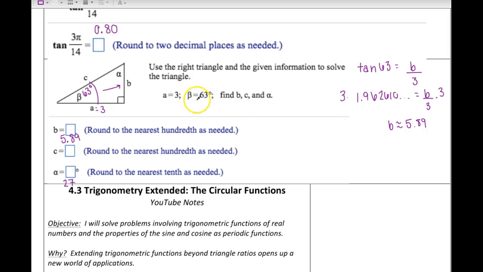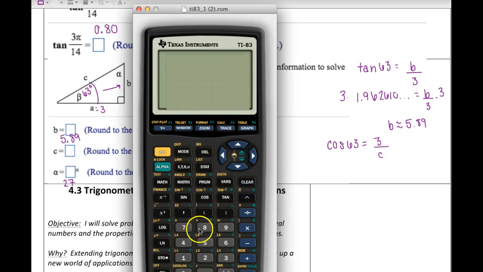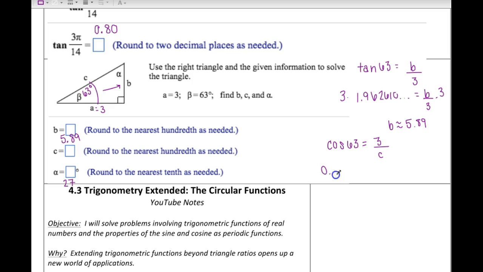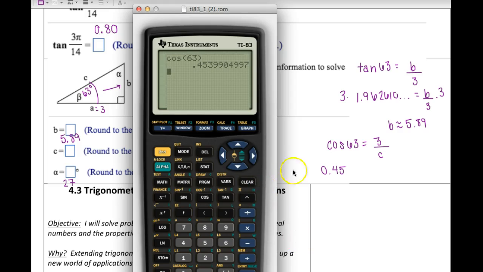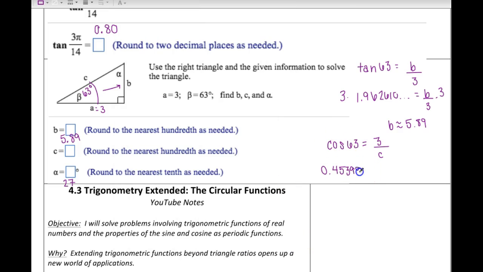Okay, now we're going to do something similar to find C. So I'm going to use cosine. Cosine of 63 is adjacent over hypotenuse. Pull out my calculator again. Cosine of 63. There we go. So I'm actually going to do two steps at once. I found cosine, and also if I multiply both sides by C, I'm going to get this big long decimal times C equals 3. So now I'm going to divide both sides by the big long decimal.